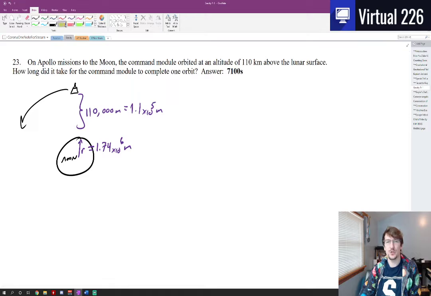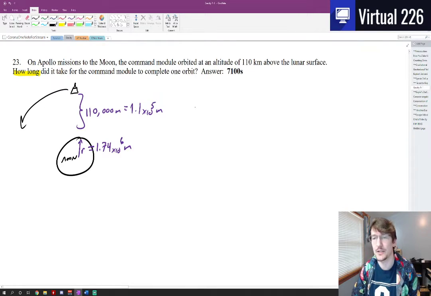What we're trying to figure out is how long it took for the command module to go around here. Since we're looking for a how long, we're looking for a time. And because this is going around and around again and again, that time is repeated, and it is actually the period that we're looking for.